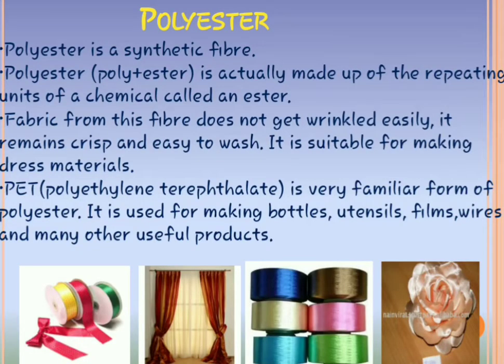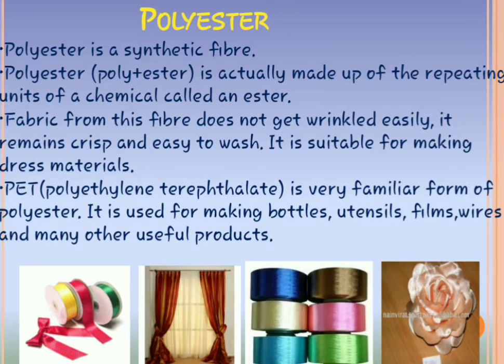So, what is polyester? I hope you have all heard this name. Polyester is a purely synthetic fiber. It is made up of the repeating units of a chemical called an ester. I told you yesterday that the unit is nothing but a monomer, and if it repeats, it is a polymer. So the unit here is ester. If many esters join to form a chain, then it is called polyester. Poly means many.